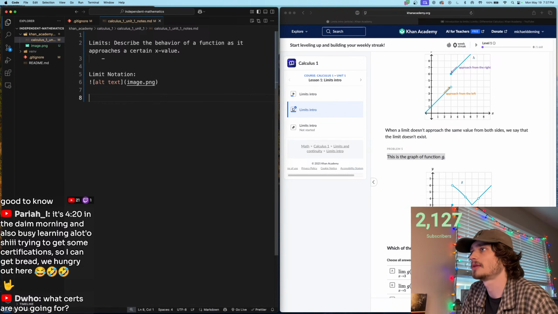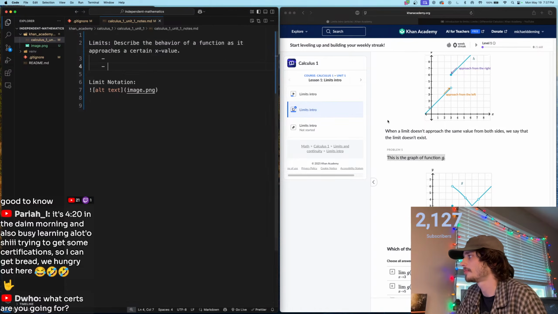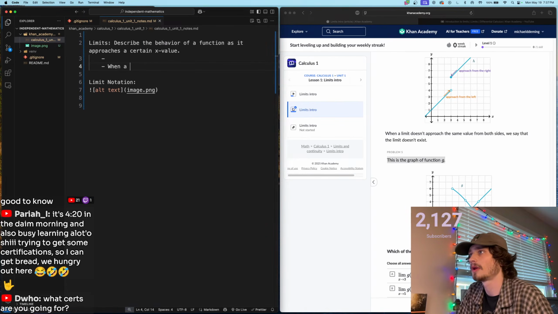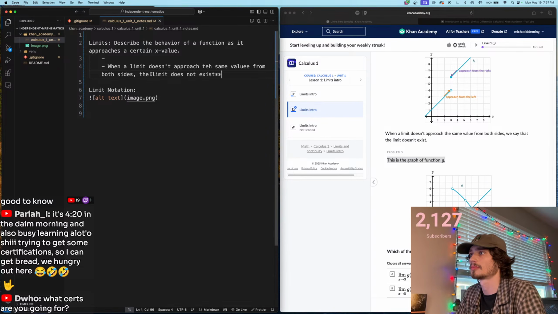So we'll say, when a limit doesn't approach the same value from both sides, the limit does not exist. Okay.